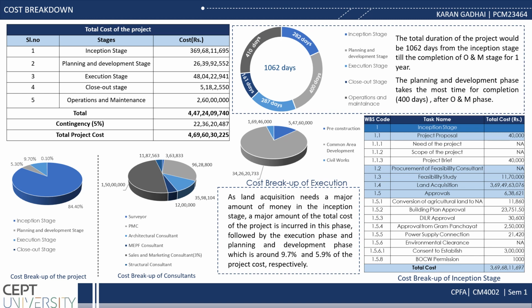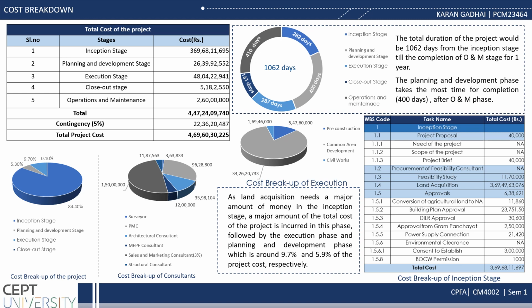Here we have shown the cost breakup of the inception stage. All activities that occur in the initial level of a project execution are included in the inception stage. It all starts with the project proposal, which includes establishing the need and scope of the project and project preparation, followed by the hiring of a feasibility consultant to conduct the feasibility study. This stage also involves land acquisition and getting necessary approvals for establishing an industrial park.